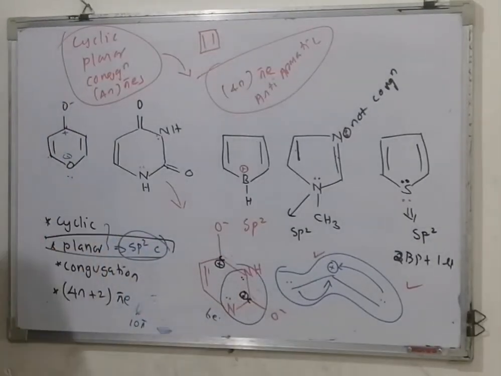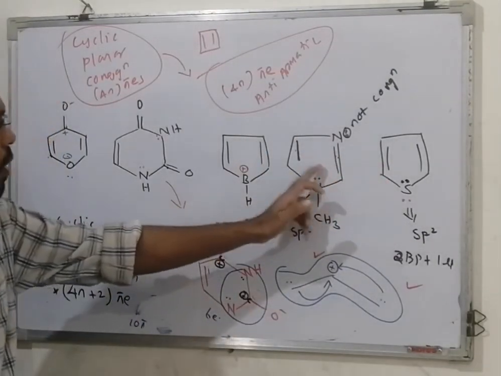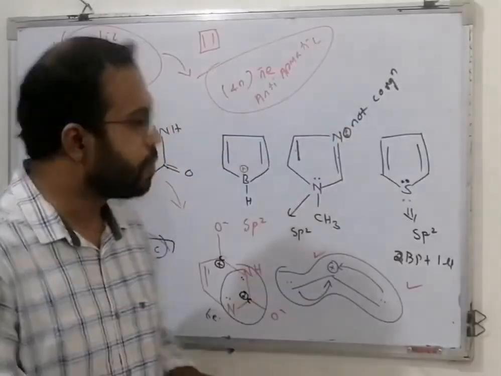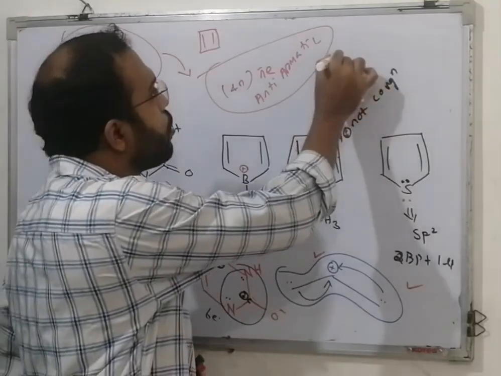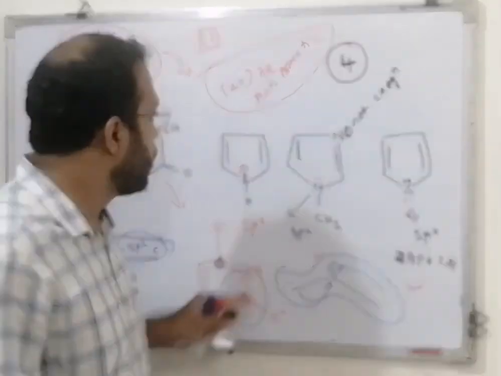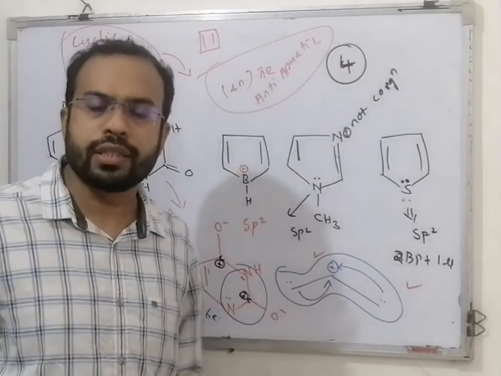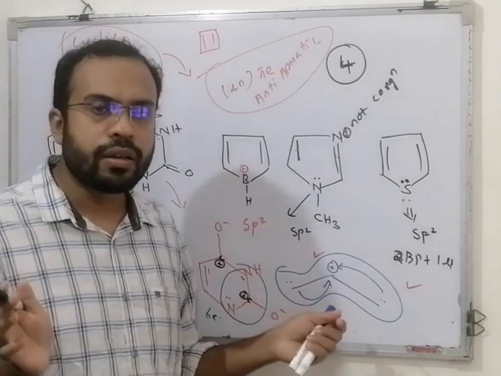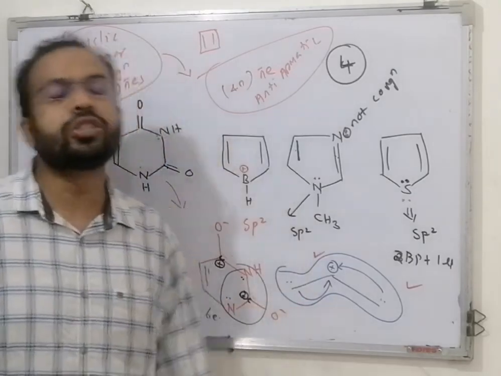Okay? Therefore, here the answer is: this is aromatic, this is aromatic, this is aromatic, this is aromatic. Answer is 4. If you can answer 4, you will get full marks. And this one is not aromatic, but you cannot simply reject it. It is anti-aromatic. Okay? I hope this topic is clear.